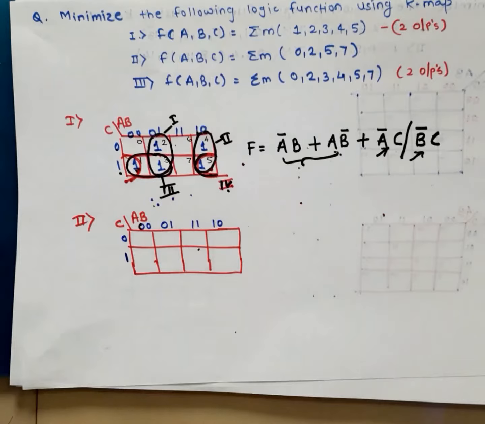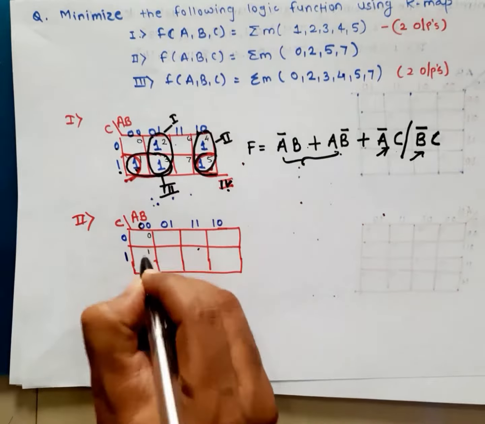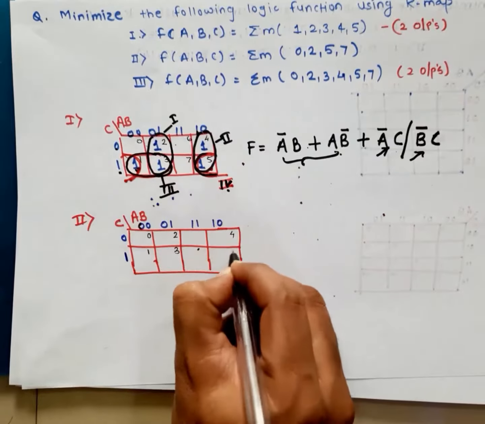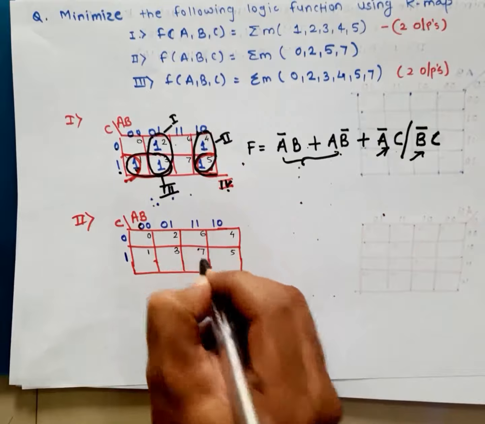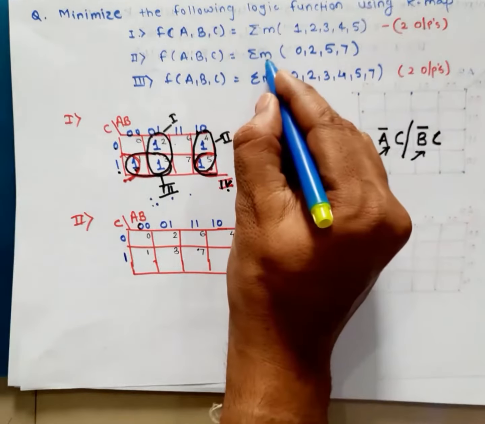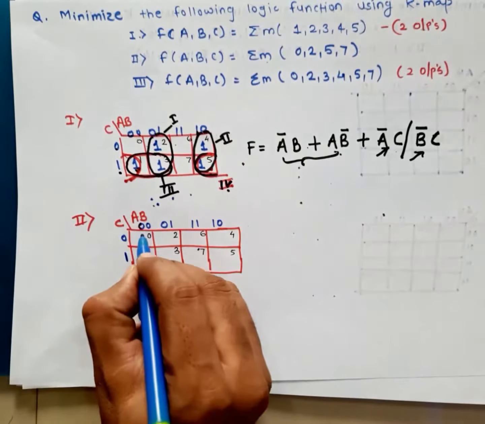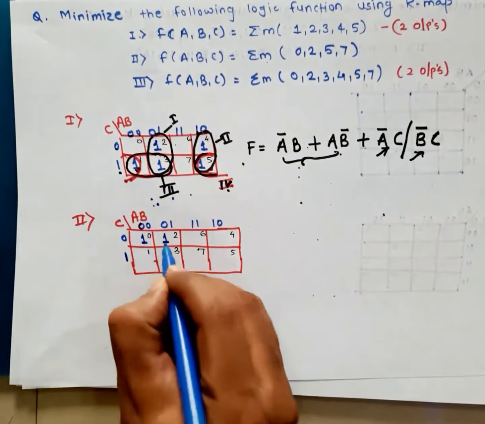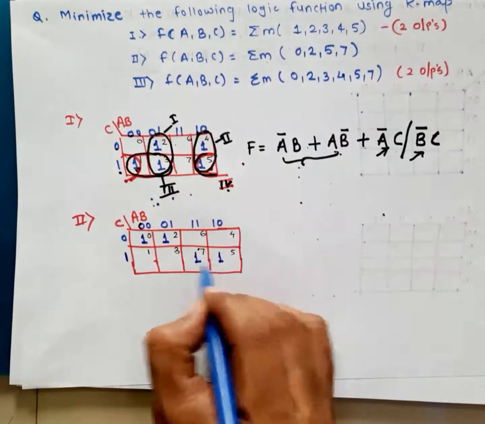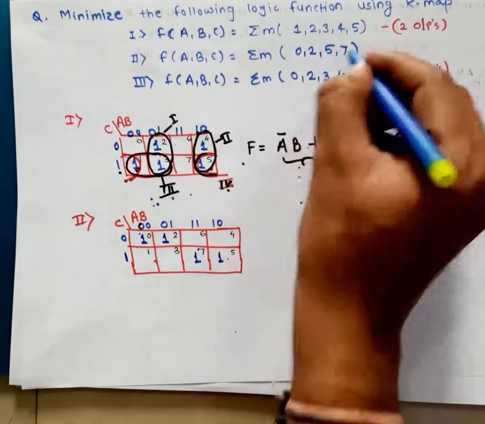Next step is the decimal value of cells. The same pattern I am using here, so the same values. Then consider the function, an SOP function, and put the high values for the respective cells: 0, 2, 5 and 7.